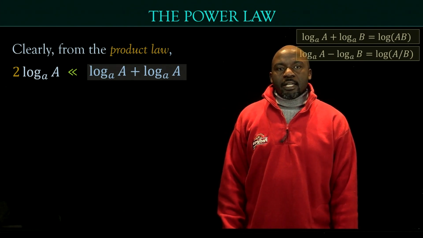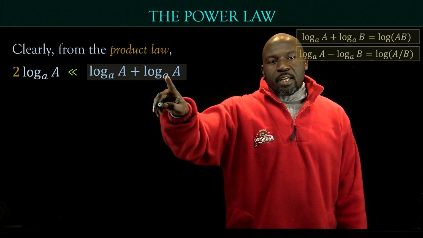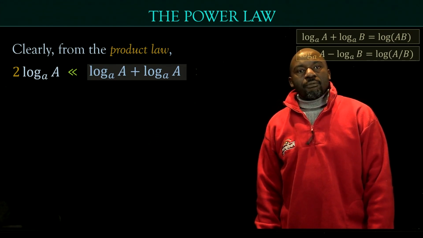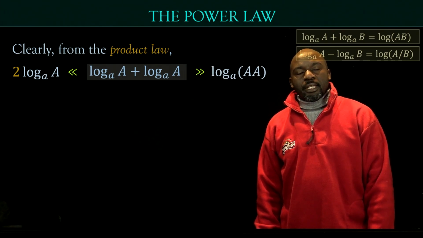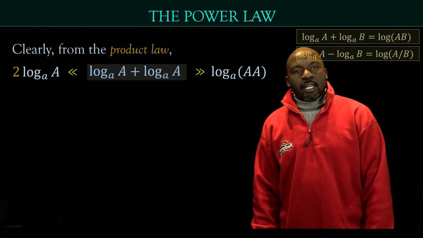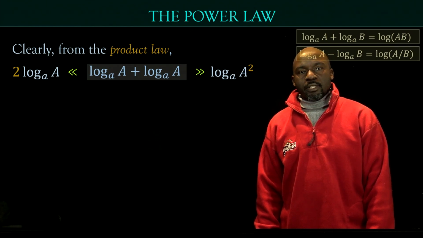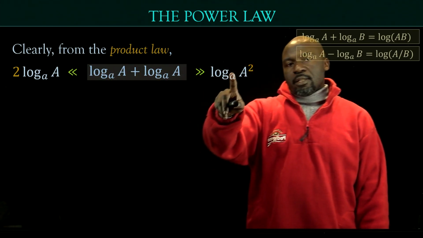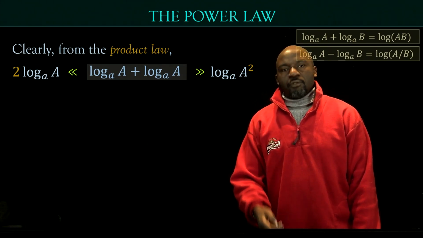But on the right-hand side, using law number 1, we can express this as log of A times A, which is in fact the same thing as log to base A of A squared. So we can remove A times A and put A squared instead, which is to say that twice log of A is the same as log of A power 2. Very, very easy to understand.